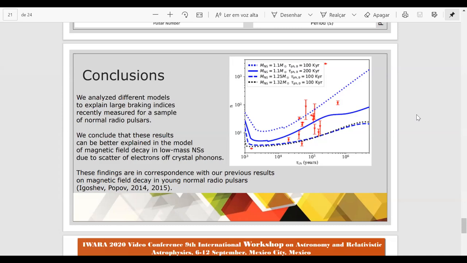And we obtained that in the classical approach to thermal and magnetic field evolution of neutron stars, we can explain the data if these neutron stars with large braking indices have small masses, which means that they cool down very slowly. So they stay hot for quite a long time. And one type of magnetic field decay related to phonons in the crust of a neutron star is effective for a long time. Long time here means a few hundreds of kiloyears. And this nicely explains this new data, and it's in good correspondence with previous results, which we studied in our papers a few years ago. So we think that we have a new indication of an episode of magnetic field decay in classical radio pulsars. And this field decay is closely linked to thermal evolution of neutron stars. Thank you.